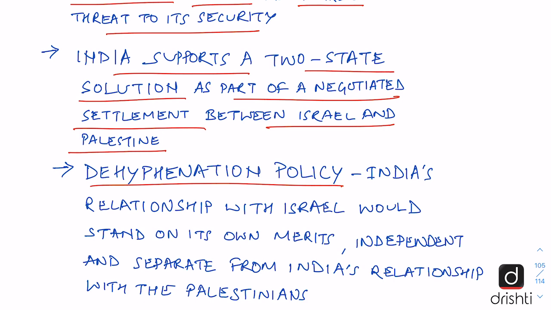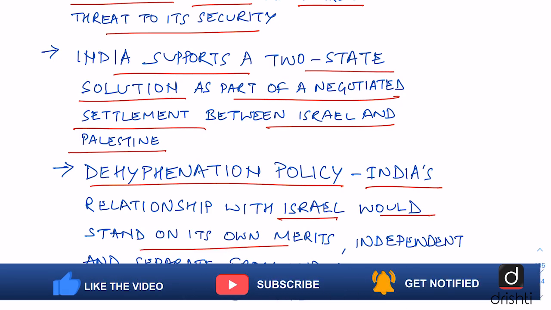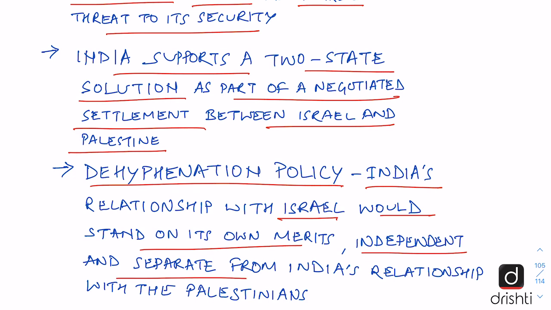But now India has moved to a de-hyphenated policy under which India's relationship with Israel would stand on its own merits, independent and separate from India's relationship with the Palestinians. So no more balancing, but following India's enlightened self-interest. So this has been a major change in India's foreign policy vis-a-vis the Israel-Palestine issue. So this was all in the editorial analysis. Now let us look at the kind of questions that can be asked in prelims and mains.